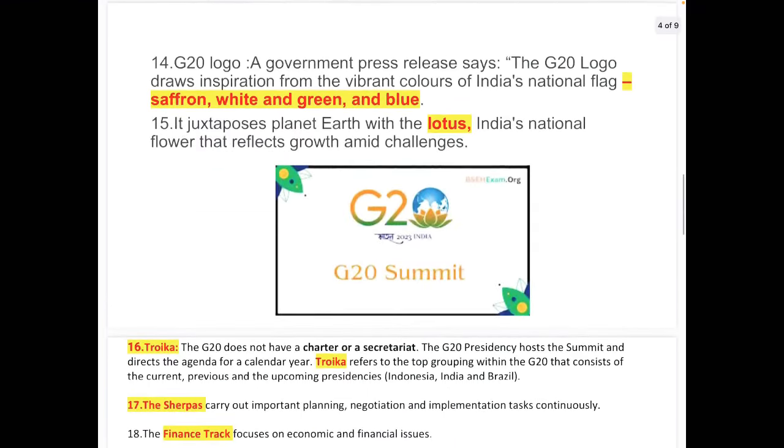Next, you'll see the logo of this G20. It's a government press release. The G20 logo draws inspiration from the vibrant colors of India's national flag, that is saffron, white, green and blue. I've seen questions in some coaching institutes, what are the colors used in the G20 logo? There are 4 colors based on the inspiration from India's flag, that is saffron, white, green and blue, SWGB. Kindly note that.